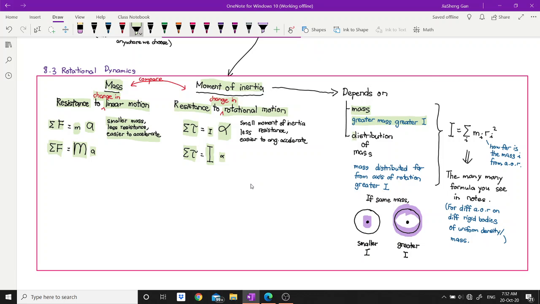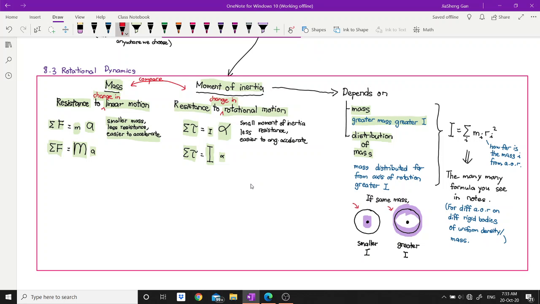So the next thing that moment of inertia depends on is the distribution of mass. This one is a bit tricky, so you might not be able to imagine it, but if I change the position of the mass with respect to the axis of rotation, I can change the resistance of the object to change in rotational motion. If you look at this case down here, I have two circular discs. The purple color is the mass. Both of them have the same mass. But if I concentrate the mass towards the axis of rotation, which is the black dot at the center, the mass is nearer to the axis of rotation.